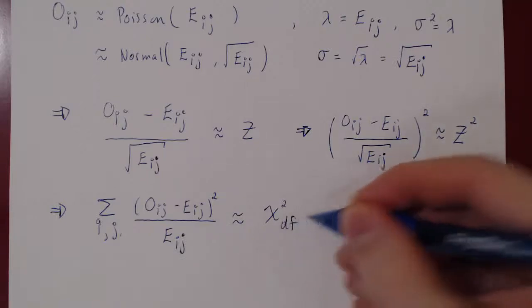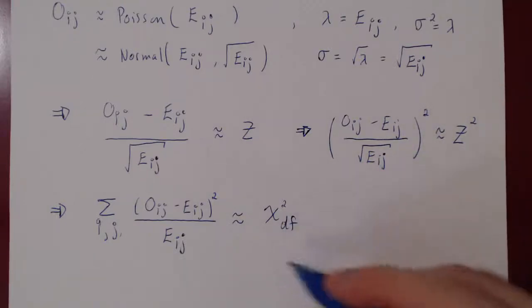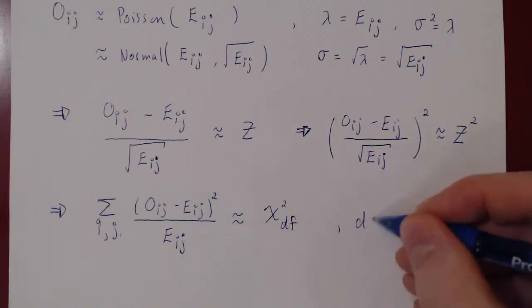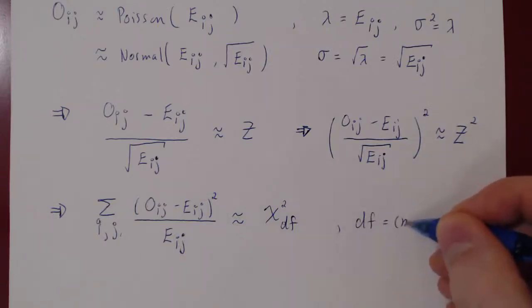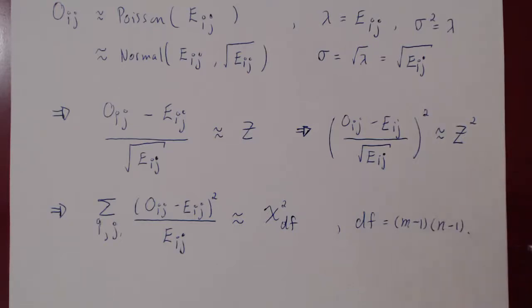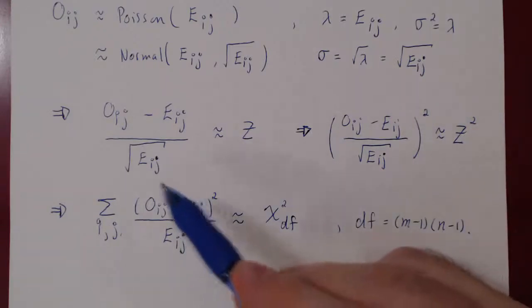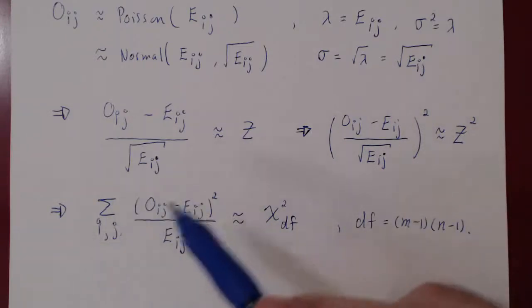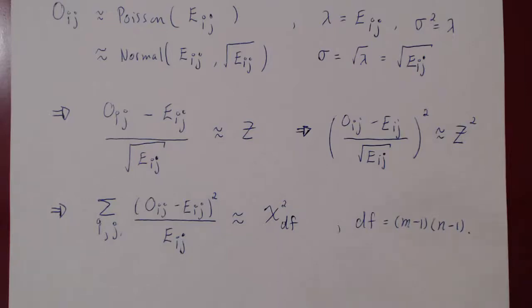The only question at this point is, what are the degrees of freedom? And as we have said before, it will be the number of rows minus 1 of our table times the number of columns minus 1 of our table. And so we now have our statistic. There is only one question left, and that is, how do we know if this supports H0 or goes against it?